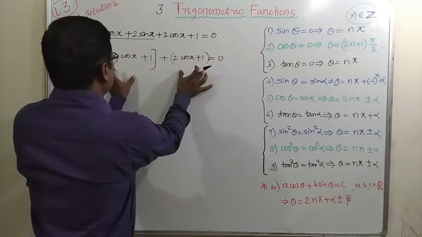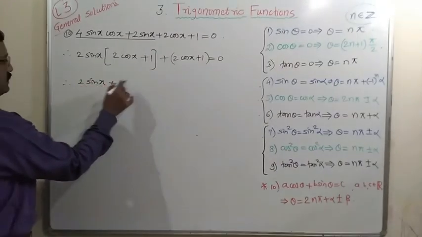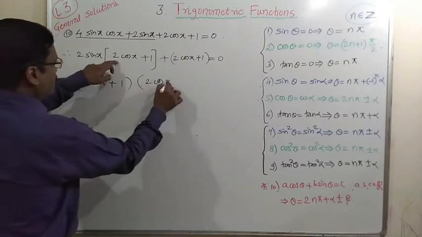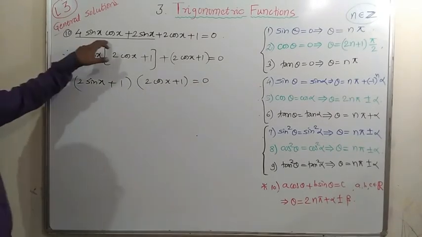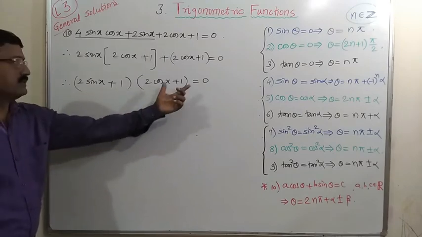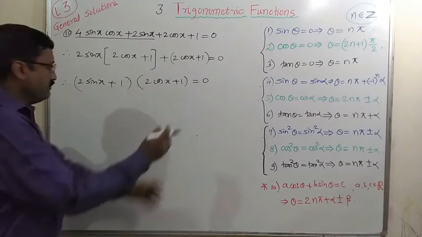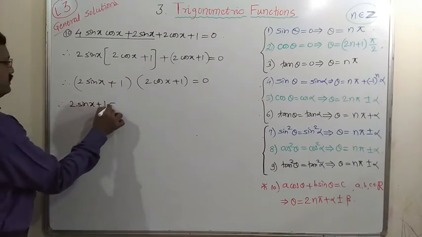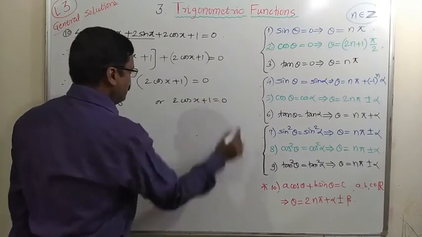So we can take common now these again. Therefore remains 2 sin x, this plus 1 from that term, and in second bracket we get common 2 cos x plus 1 equal to 0. So here we get now factors of this given equation. One factor is 2 sin x plus 1, second factor is 2 cos x plus 1 equal to 0. Now the product of two factors is equal to 0. It means either first is 0 or second will be 0. So therefore 2 sin x plus 1 equal to 0 or 2 cos x plus 1 equal to 0.